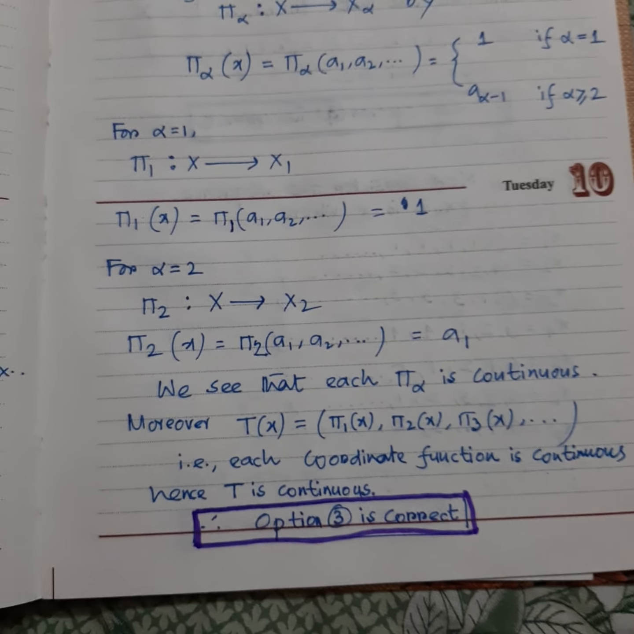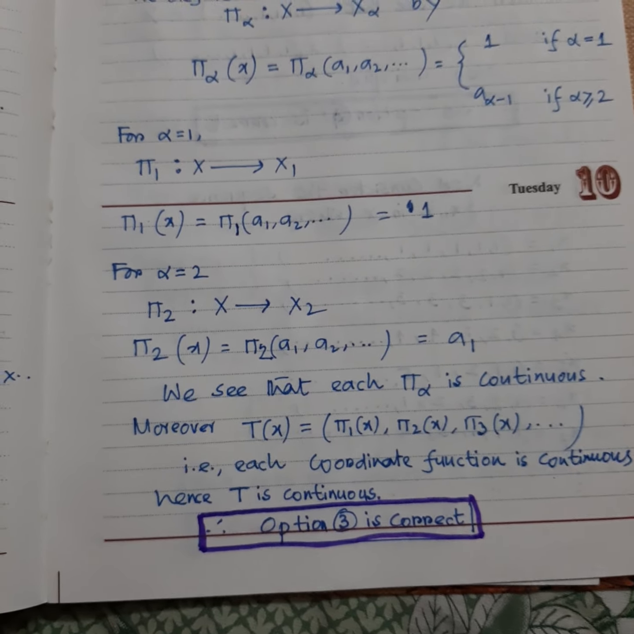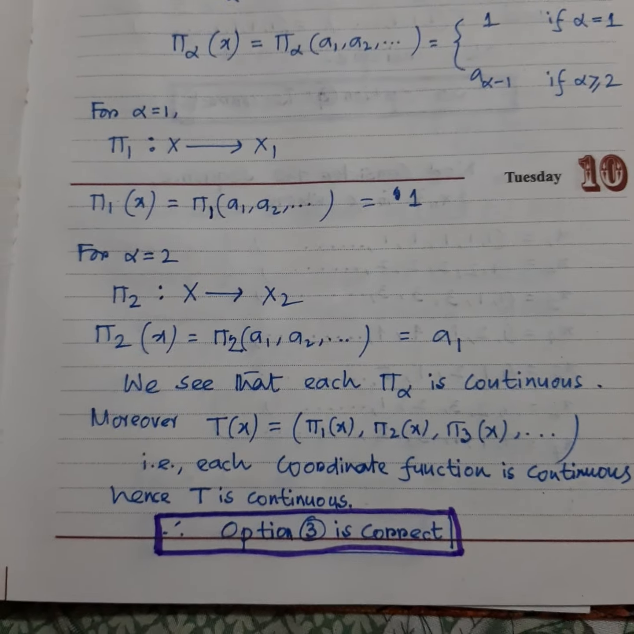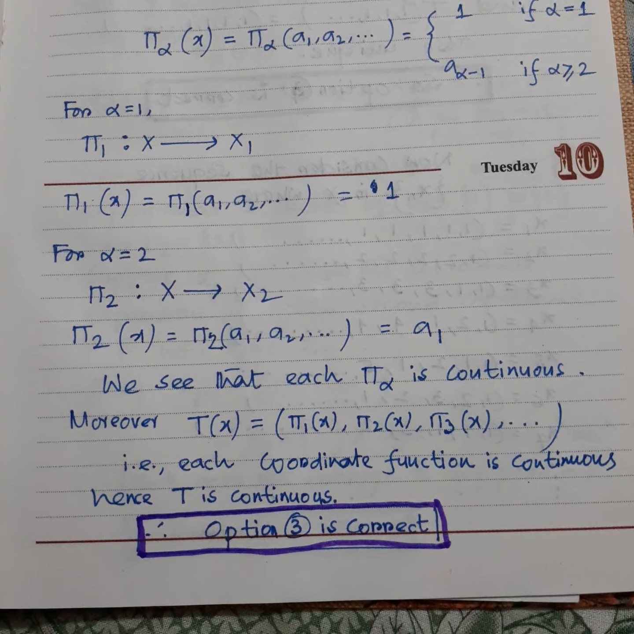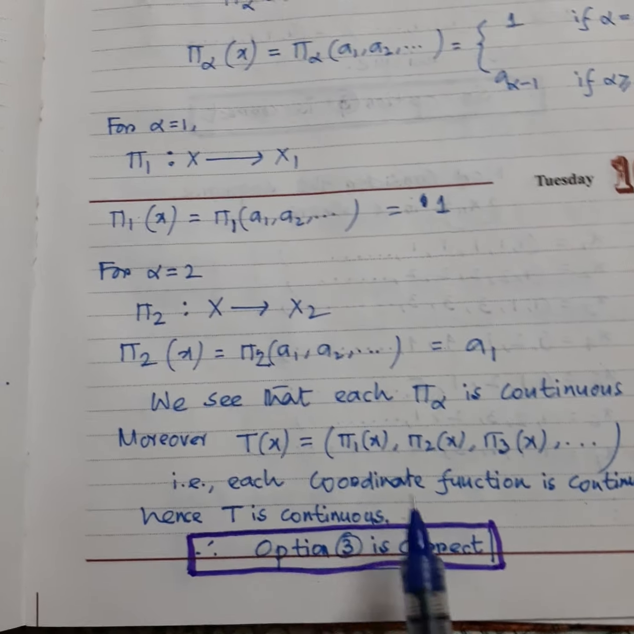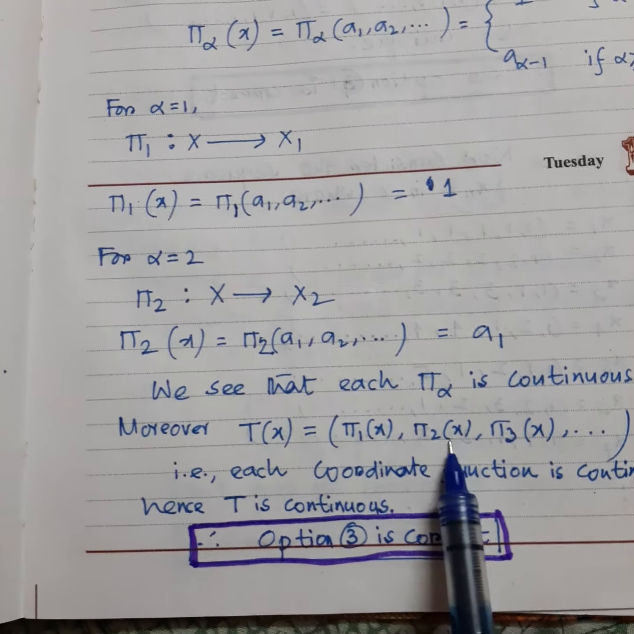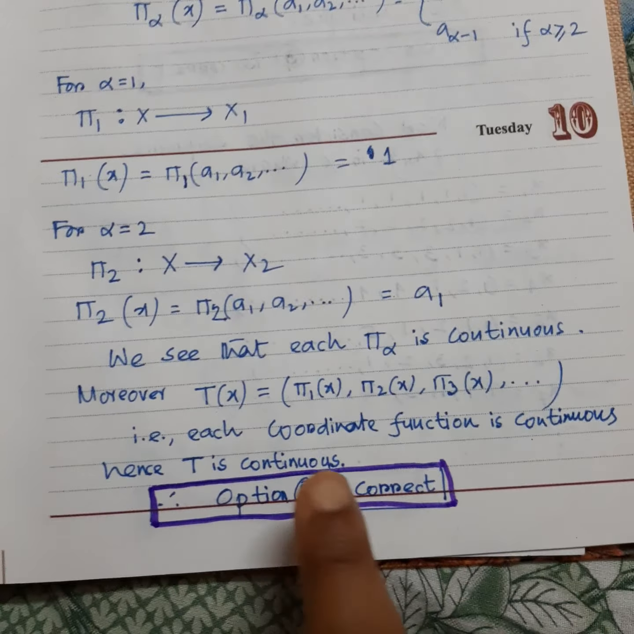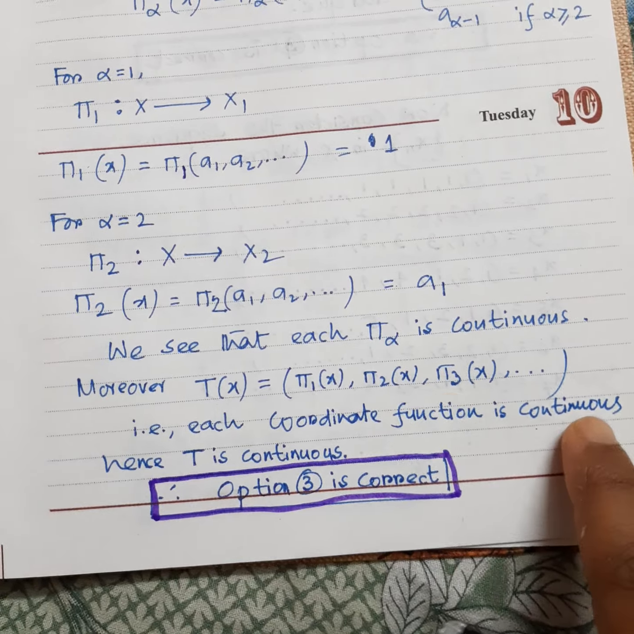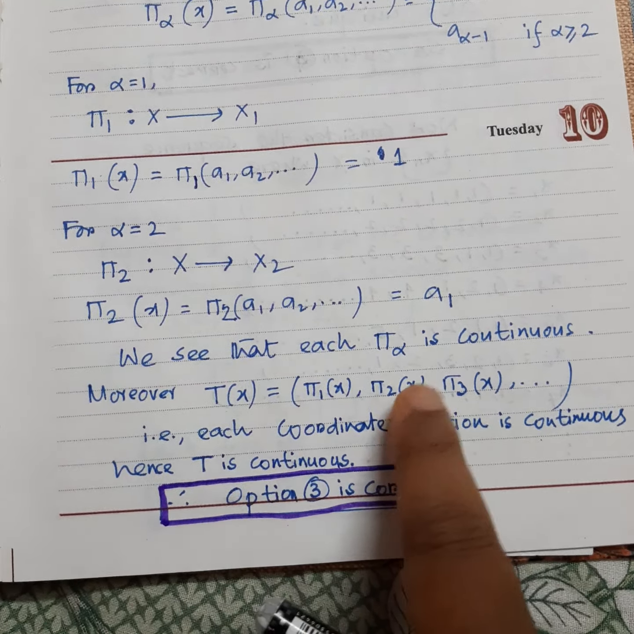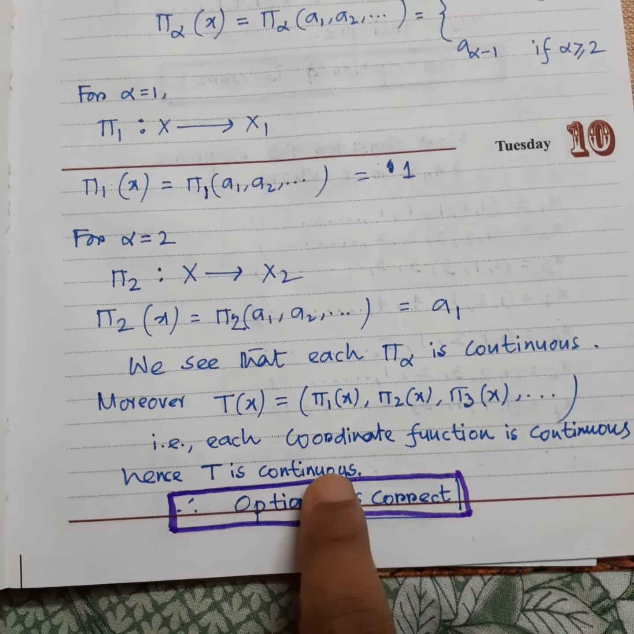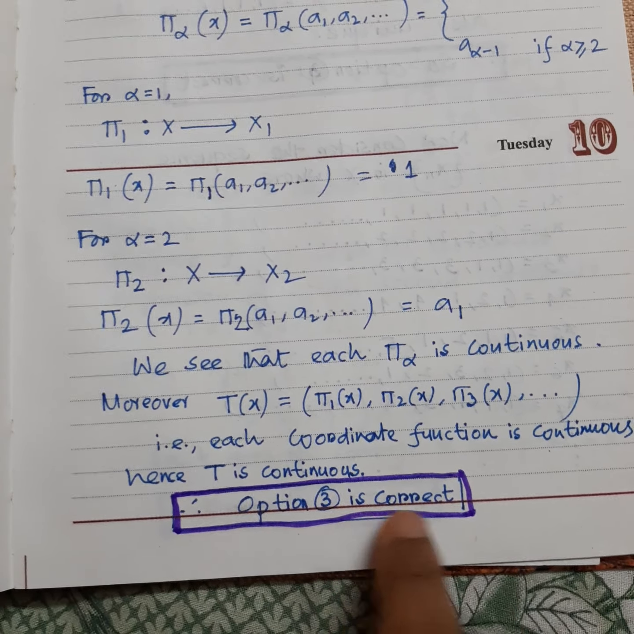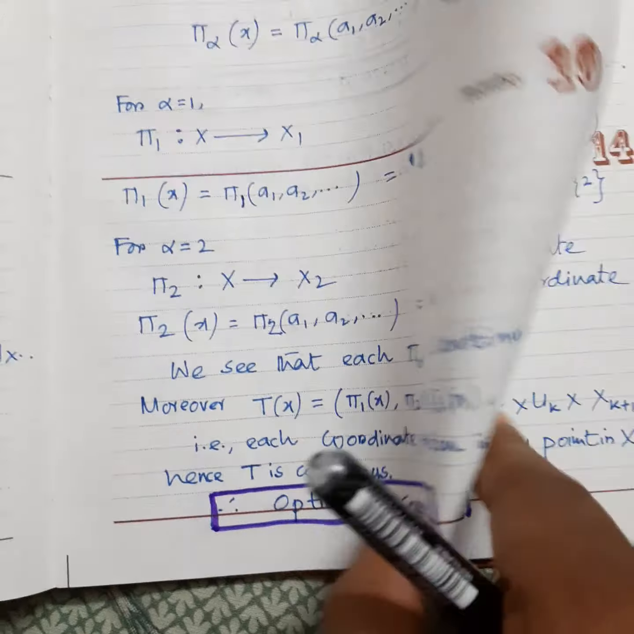So the result we mentioned in the beginning, that is result 3: if T is continuous, then its coordinate functions, that is pi 1 x, pi 2 x, pi 3 x, are each continuous. Here each coordinate function is continuous, hence T is continuous. So option 3 is correct, that is T is a continuous map.